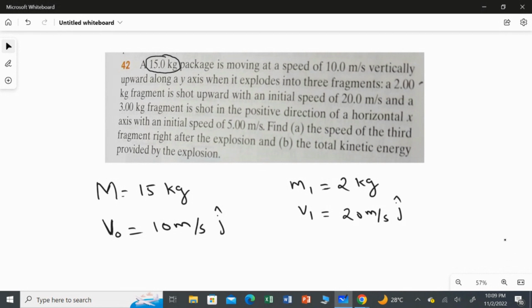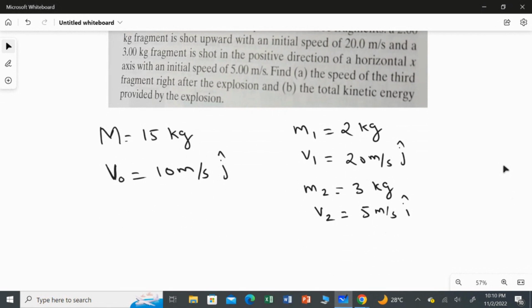And a 3 kilogram fragment is shot in the positive direction of the horizontal x-axis with an initial speed of 5 meter per second. So what is the mass of the second piece? The second fragment has a mass of 3 kilogram. And what is the speed of the second object? The speed is exactly 5 meter per second. But which direction is it moving? It is moving in the positive direction of the x-axis. So the unit vector notation for this speed is i cap. Clear?